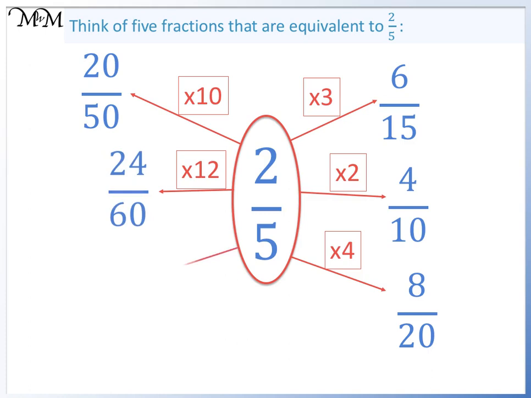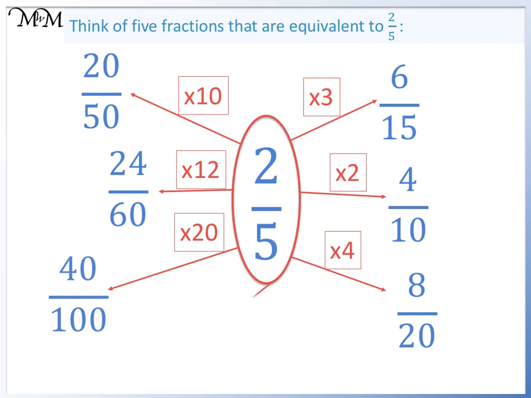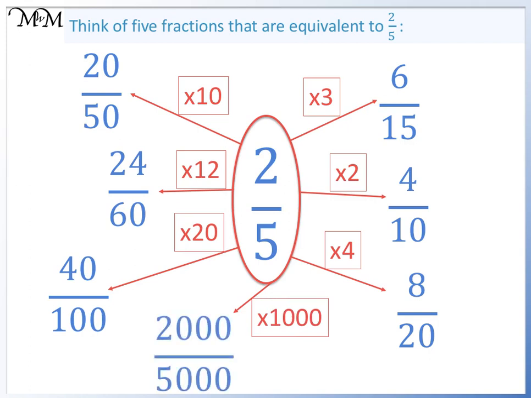We can multiply by 20. 2 times 20 equals 40, and 5 times 20 equals 100. 40 over 100. We can multiply by 1,000. 2 times 1,000 equals 2,000, and 5 times 1,000 equals 5,000. 2,000 over 5,000.